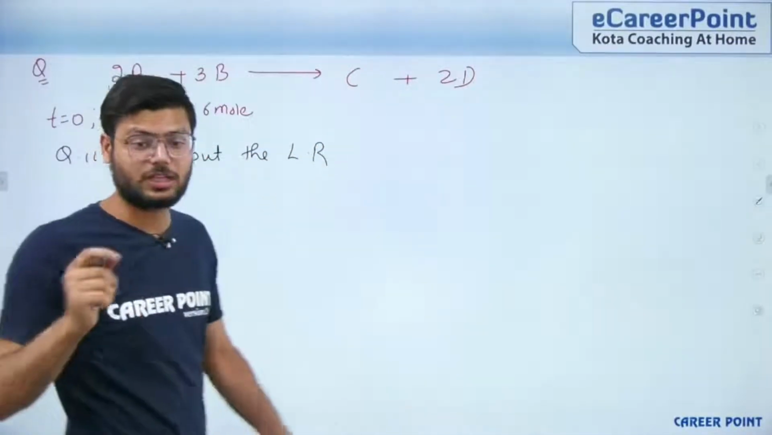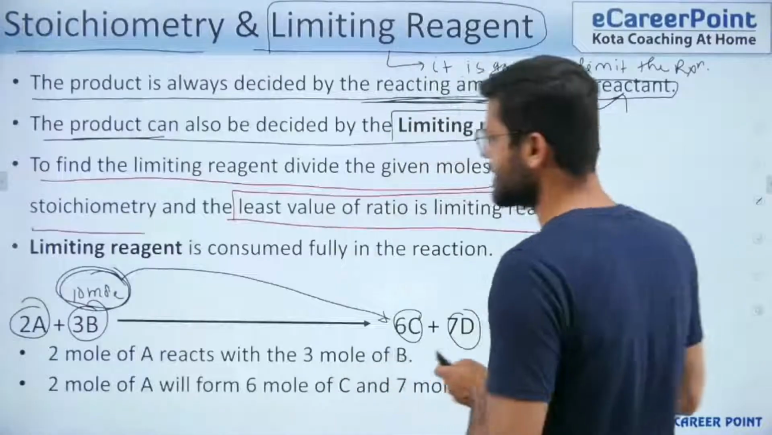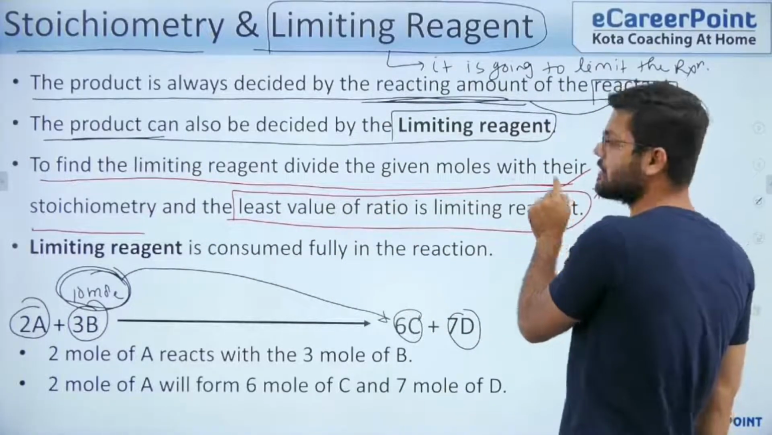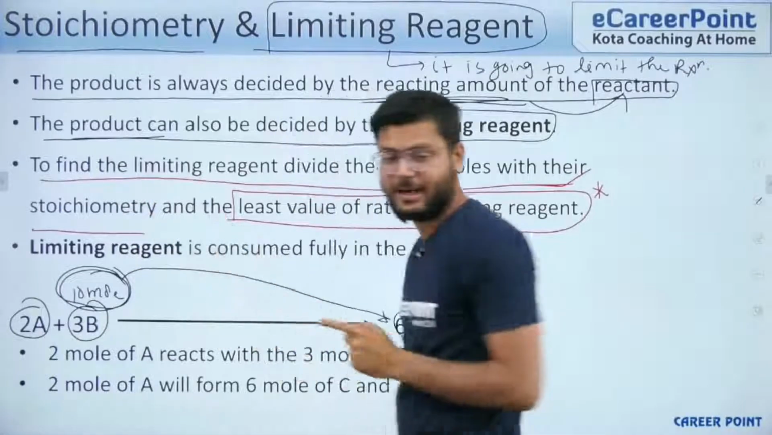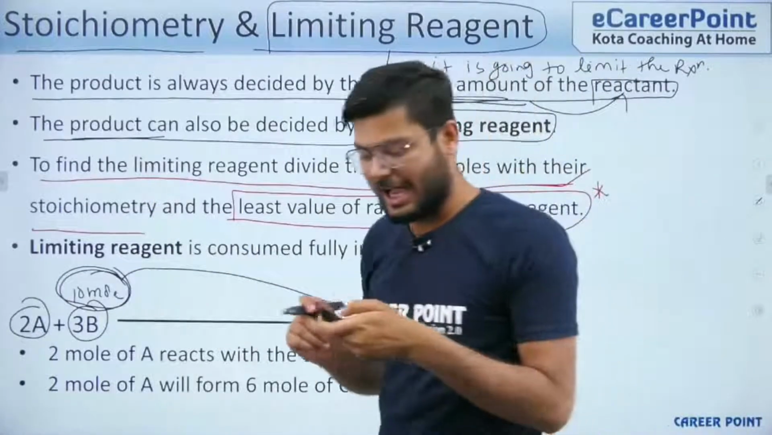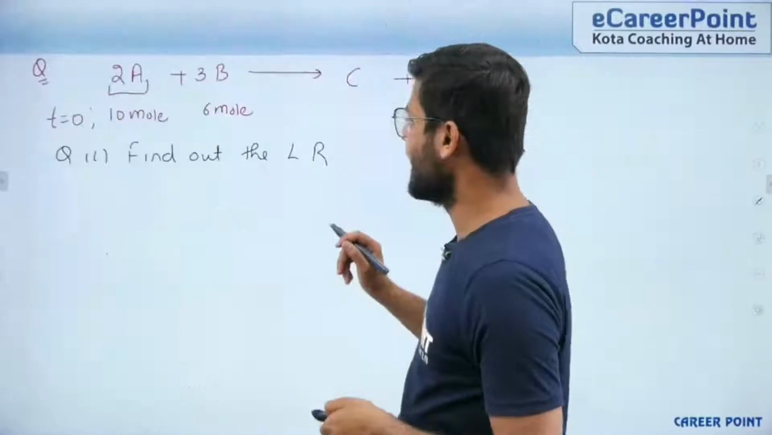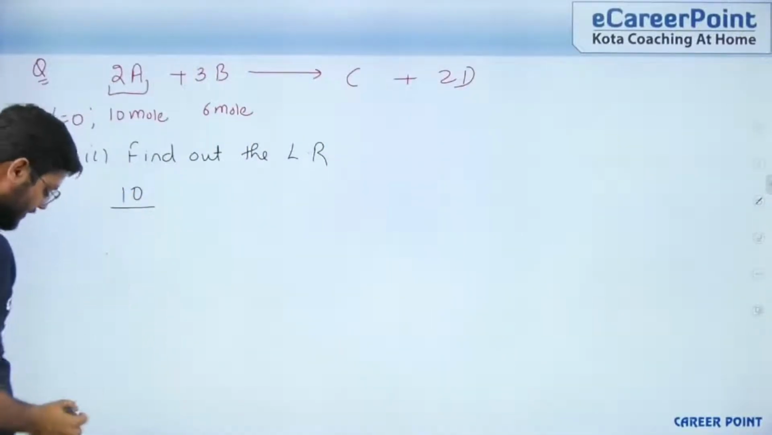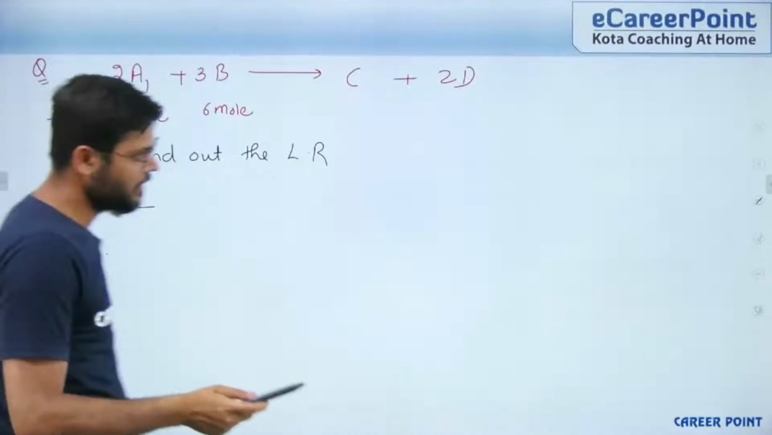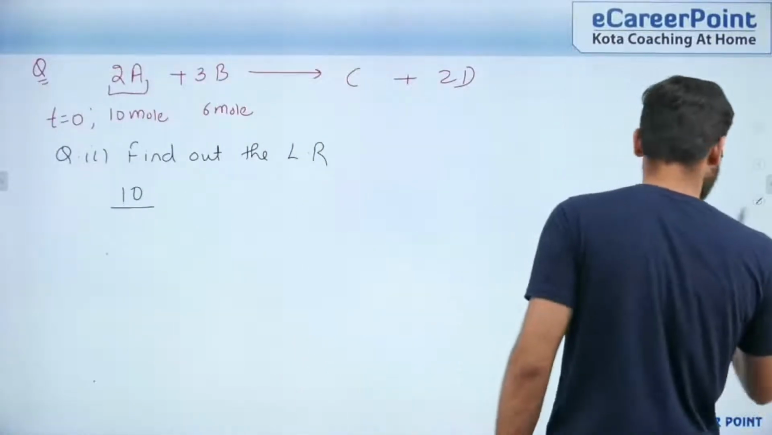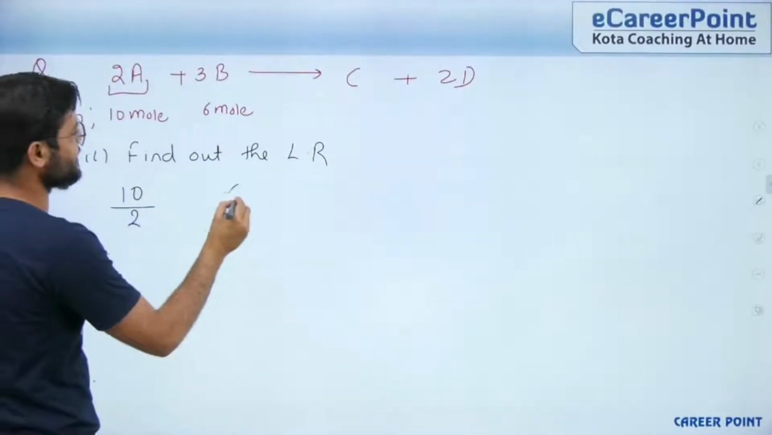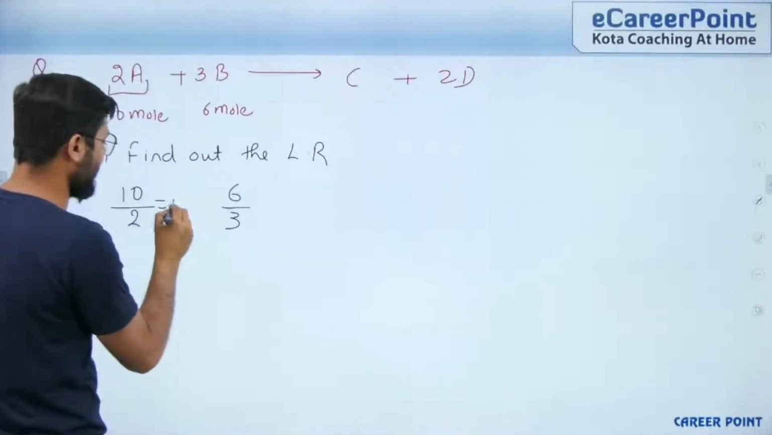How will you find out the limiting reagent? So the trick is, to find the limiting reagent, divide the given moles with their stoichiometry. I need to divide them with their stoichiometry. So I will divide: 10 divided by 2, and 6 divided by 3. So it will be 5 and it will be 2.